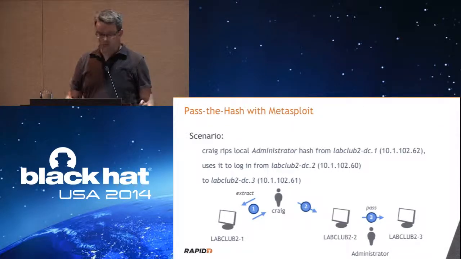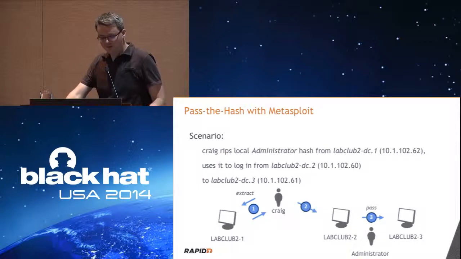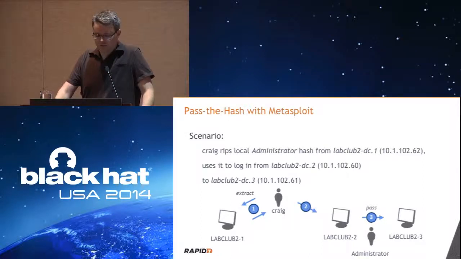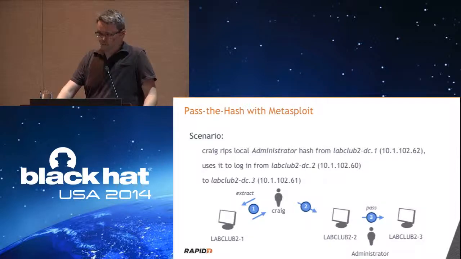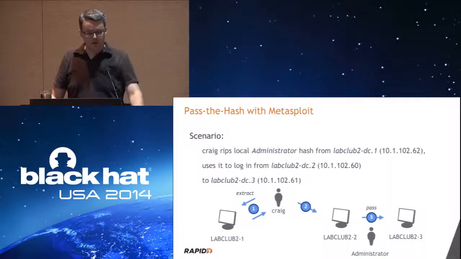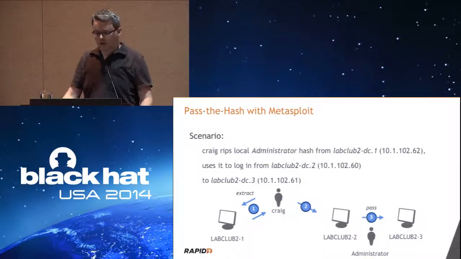All right, now the interesting one. We're going to talk about a scenario where we execute a pass-the-hash attack using Metasploit. In this scenario, we have an actor named Craig, and he's going to do a multi-stage attack. The first thing he's going to do is communicate with this first system, Lab Club 2 DC1, to actually do the ripping of the hashes.